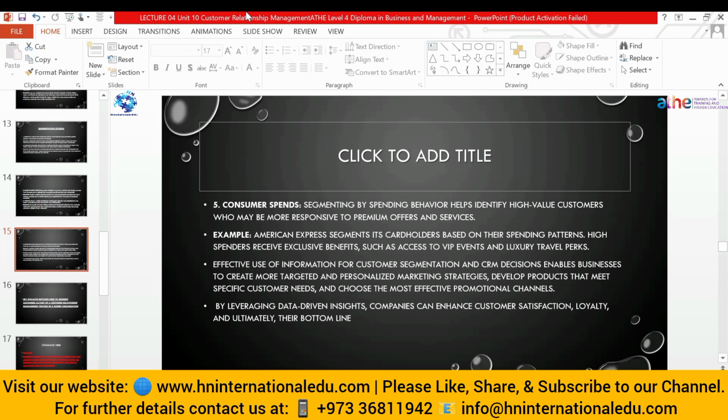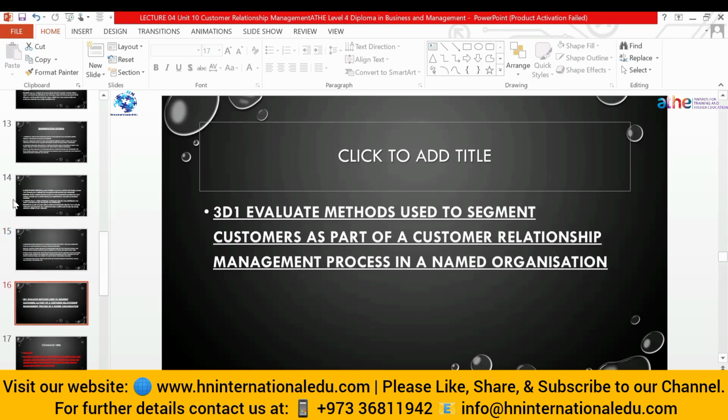Okay. Conclusion. Effective use of information for consumer segmentation and CRM decisions enables businesses to create more targeted and personalized marketing strategies, develop products that meet specific consumer needs, and choose the most effective promotional channels. By leveraging data-driven insights, companies can enhance consumer satisfaction, loyalty, and ultimately their bottom line as well. That is how they stand in the industry and the market. That's it. Clear 3.2? Yes, ma'am, clear.